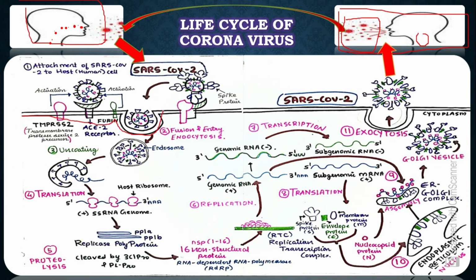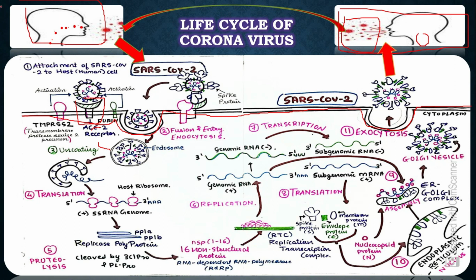Then this is the cell which is present on the alveoli of our lungs. Alveoli is the part of our lungs where gas exchange takes place. On the cell, ACE2 receptors are present. You can see here, this is the ACE2 receptor. The ACE2 receptor acts as a receptor for the SARS-CoV-2 virus and allows it to infect the cell.